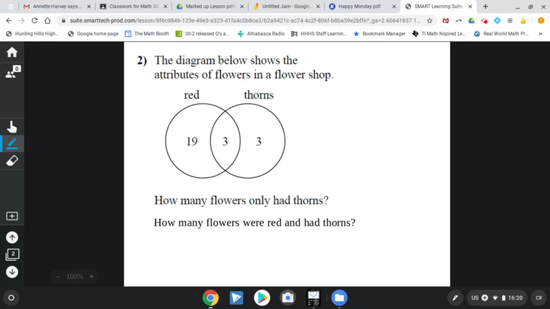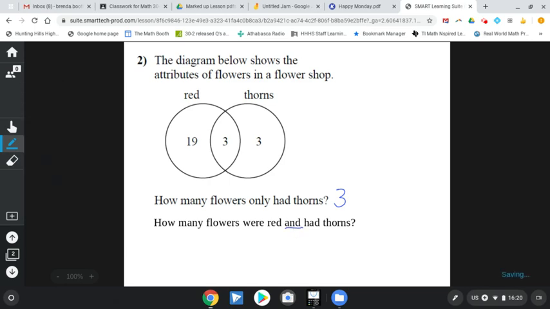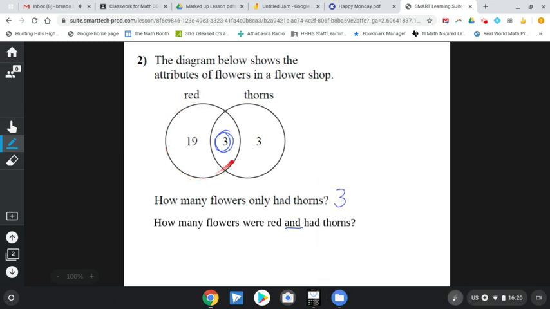Right now, only thorns would be the 3 flowers that are out in this section right here, because those 3 are in the thorn circle, but they are not in the red circle. And then how many flowers were red and had thorns? Now we're looking at the 3 that are here, because if you look really carefully, those 3 are in the red circle, and they are also in the thorn circle. So we're looking at 3 again.